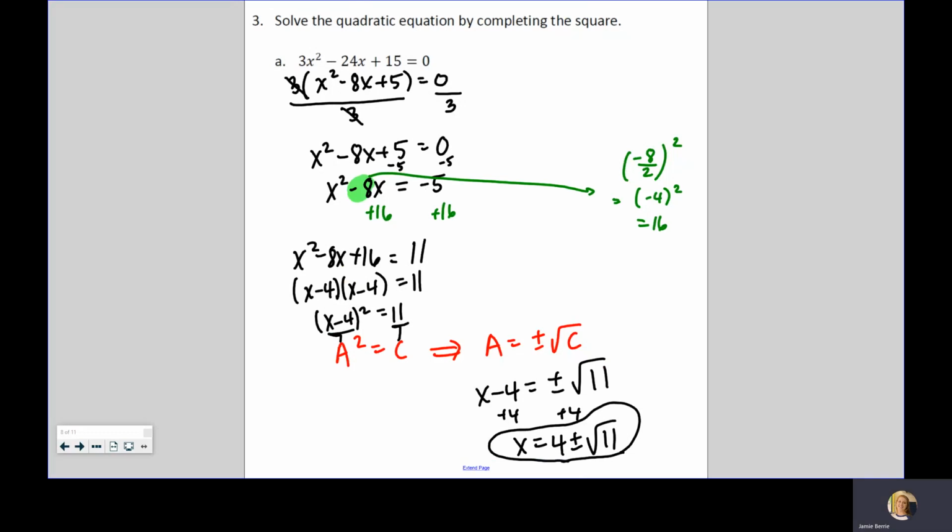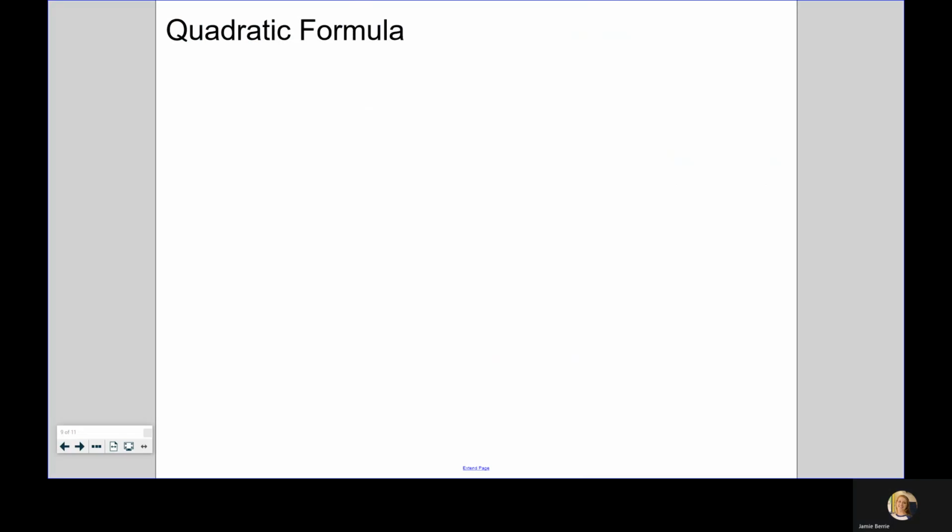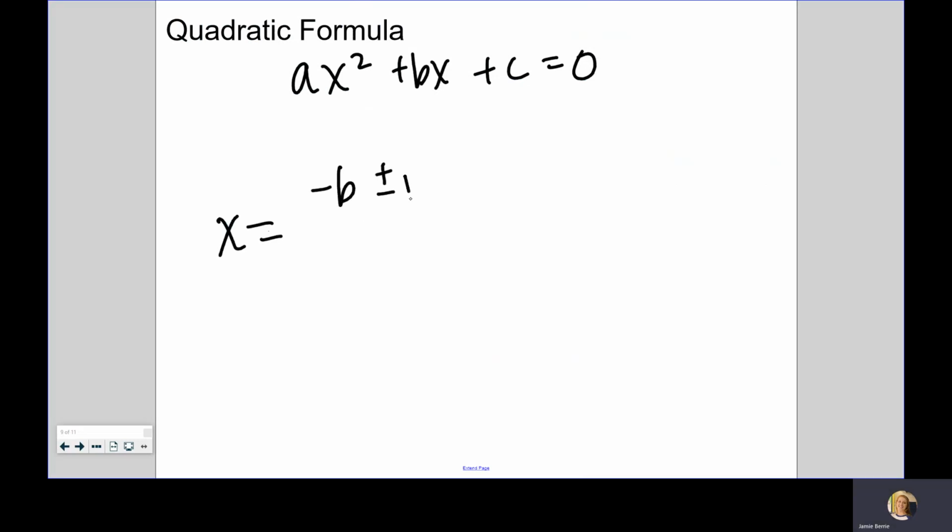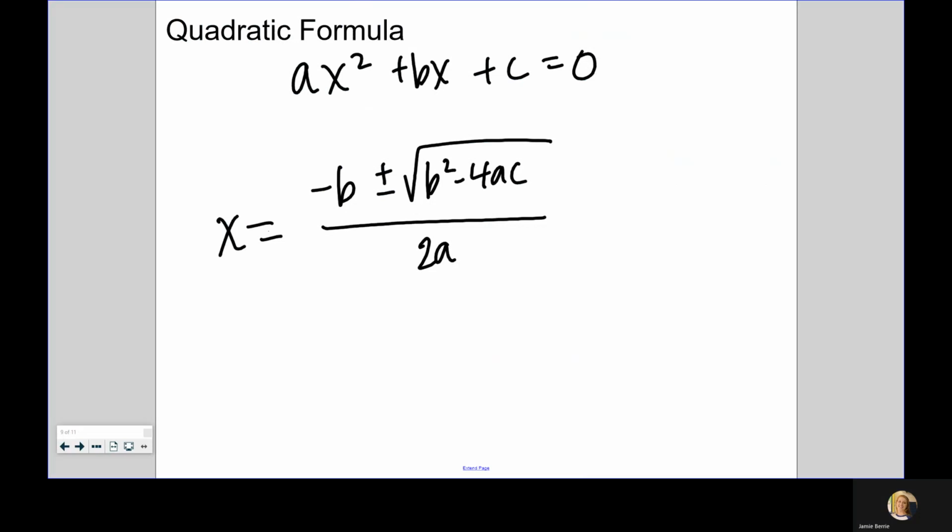All right, our last method, tried and true quadratic formula, works every time. So if you have a trinomial ax squared plus bx plus c equals 0, the quadratic formula says that x is equal to negative b plus or minus the square root of b squared minus 4ac all over 2a. Definitely something you want to write on your formula sheet if you don't have it memorized. All right, pause the video if you need to finish writing this down. I'm about to move forward.